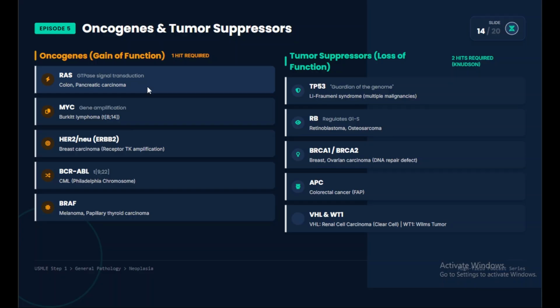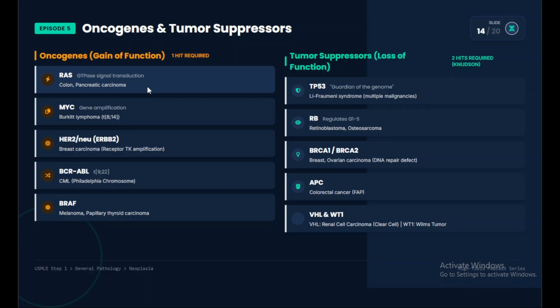into colorectal cancer. And the other ones are VHL, von Hippel-Lindau disease, and Wilms tumor 1 gene. VHL is responsible for hypoxia signaling, and the WT1 gene, Wilms tumor 1 gene, is responsible for kidney development. The example of these genes would be the VHL gene leading to renal cell carcinoma, clear cell renal carcinoma, and the Wilms tumor 1 gene leading to Wilms tumor. So two hits stop the cell. Both alleles must be lost for tumor suppressor inactivation.